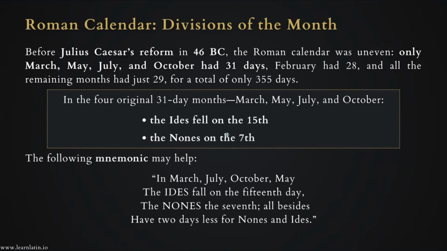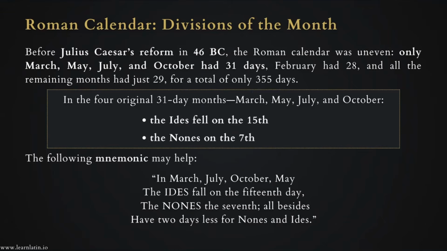And there is a little poem, a mnemonic, that may help you remember which months actually had this more rational system. In March, July, October, May, the Ides fall on the 15th day. The nones, the 7th, all besides have 2 days less for nones and Ides. This never helped me, by the way. To me, it's just easier to try to remember the names, and that's it. But if this mnemonic helps you, I will be glad.